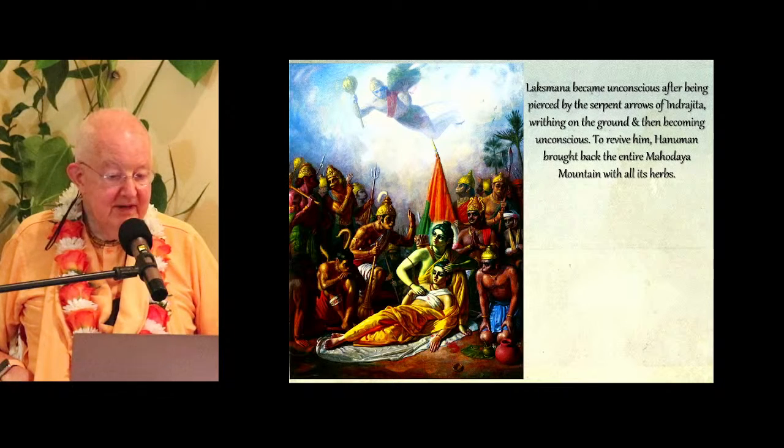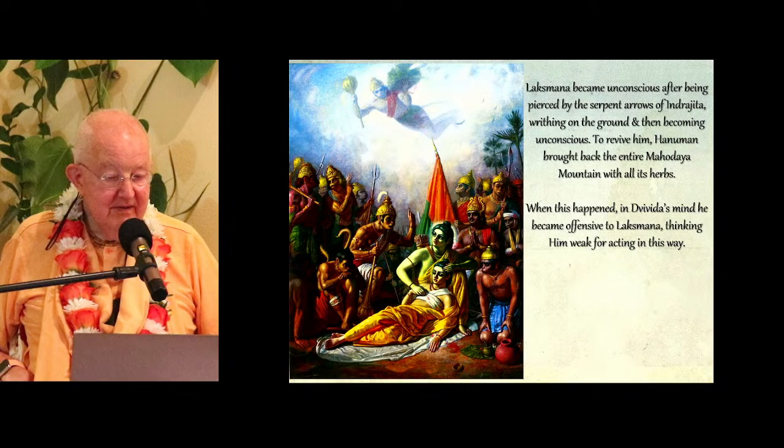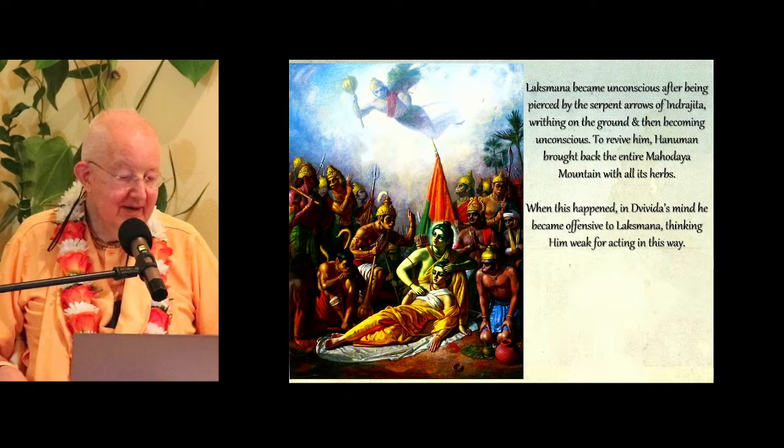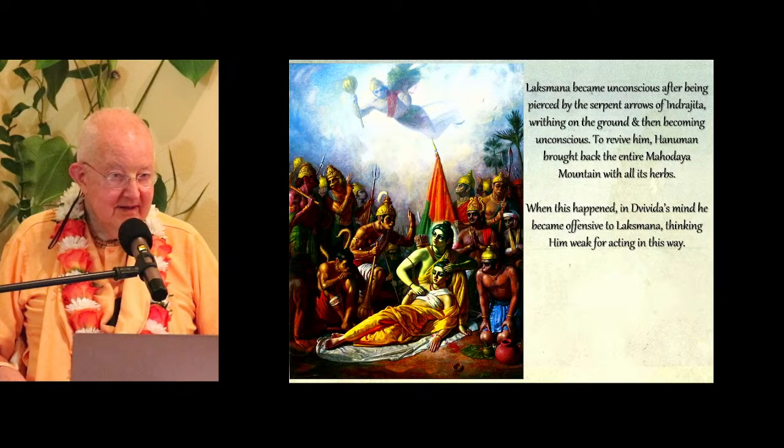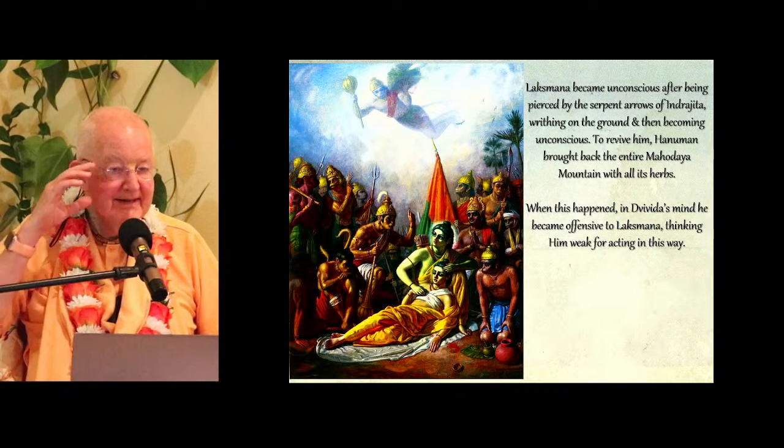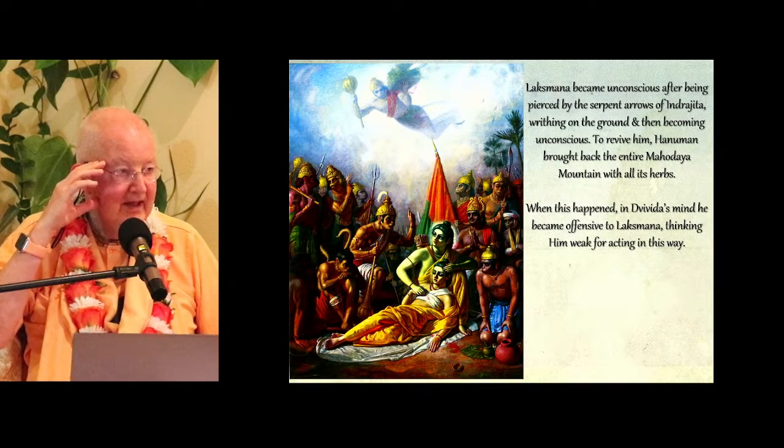Lakshman became unconscious after being pierced by the serpent arrows of Indrajit, writhing on the ground and then becoming unconscious. To revive him, Hanuman brought back the entire Mahodaya mountain with all its herbs. Now, seeing all of this, Dvivida was snickering or ridiculing. He's a weakling. He got hit with some weapon. So what? Get up and be a hero. Because he's very proud of his strength, he was ridiculing Lakshmana inappropriately, saying, you're a weakling. He didn't say it. This is another detail. It was a mental offense.